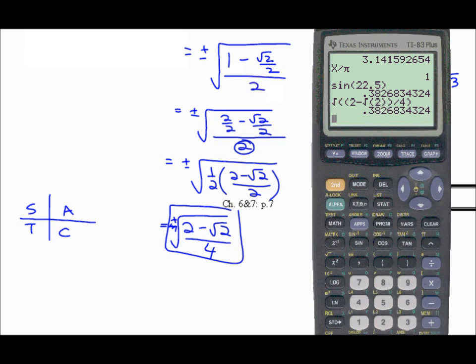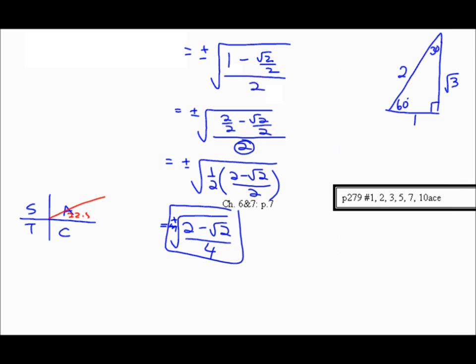All right, are you ready to try the quiz now? It has double angles and all that good stuff. Because we're dealing with 22.5 degrees, depending on the quadrant, that's how you figure out if it's plus or minus.